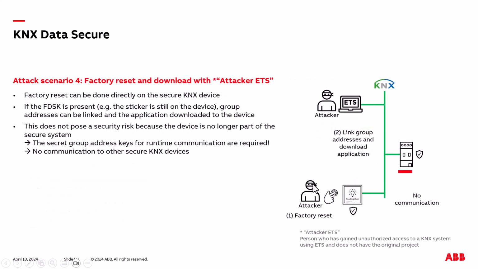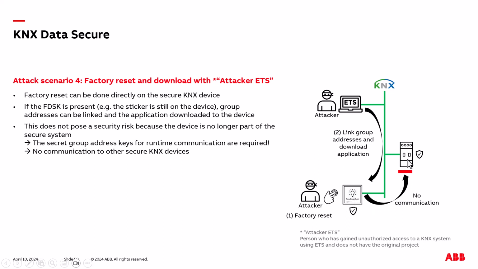But what can the attacker do? He can go to the device and make this factory reset on the device, like I have shown you before. Then the device has the address 15.15.255. He goes to the ETS, creates a new project with the device with this address, links group addresses, makes a download, and next step, he presses and sends the telegram to the actuator.